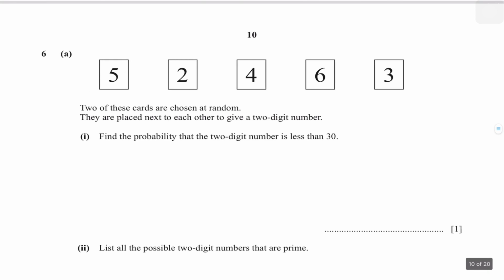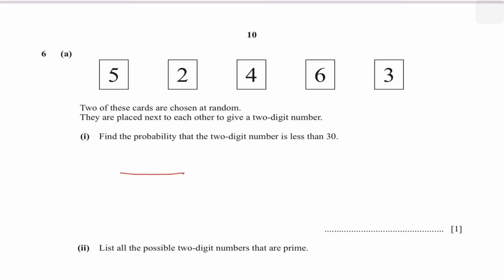Okay, now let's do question number 6, which is, let's see, 2 of these cards are chosen at random. They are placed next to each other to give a 2-digit number. Find the probability that the 2-digit number is less than 30. So if I want the number to be less than 30, first of all, let's see the total possible numbers that we are going to have.